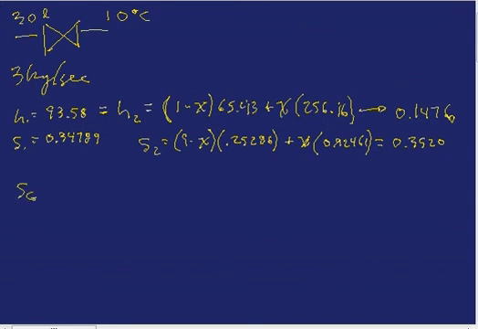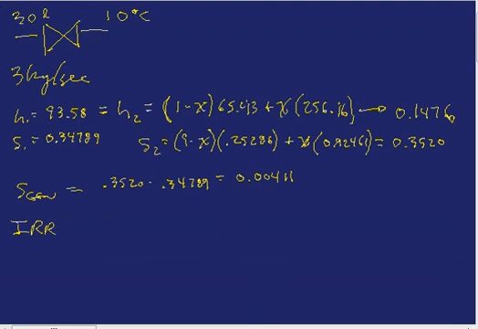So S generated is equal to S out minus S in, or 0.3520 minus 0.34789, or 0.00411. So that's S generated.